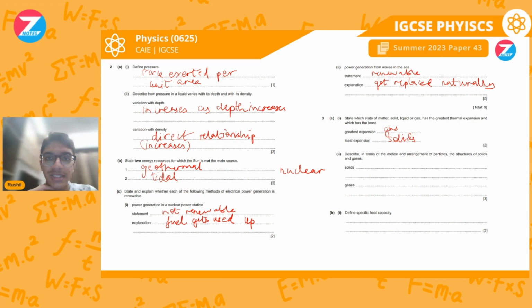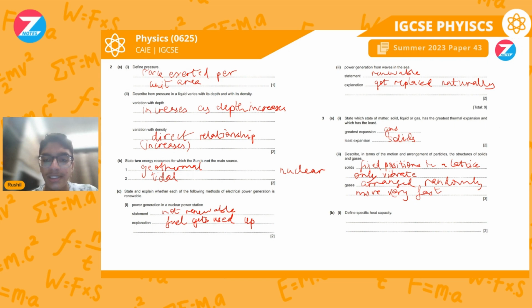Describe in terms of the motion and arrangement of particles the structures of solids and gases. So solids, as we know, have fixed positions, as we just mentioned, fixed positions in a lattice, and they only vibrate about those fixed positions. The particles don't move around. Whereas gases are arranged randomly, their particles are, and they move at very high speeds because of no presence of intermolecular forces to keep them in place.